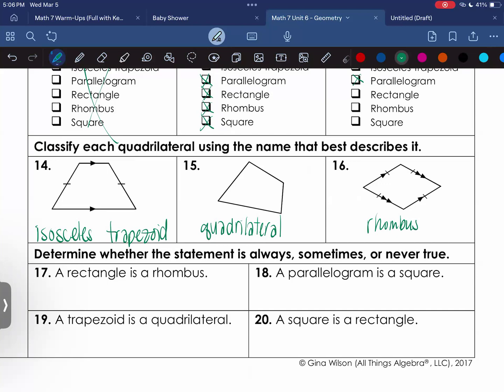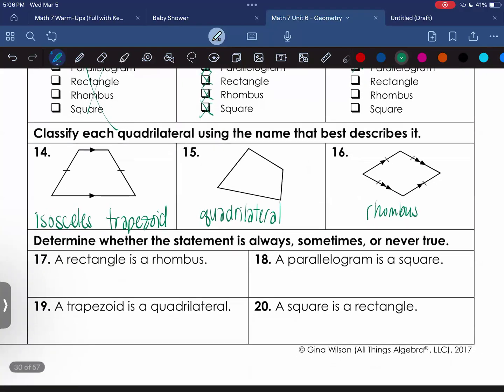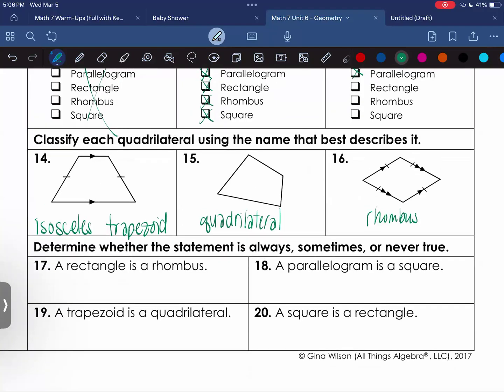And finally, our last section, determining if a statement is always true, sometimes true, or never true. Go ahead and try these on your own as well before we do them together, and I explain why or why not they are true.